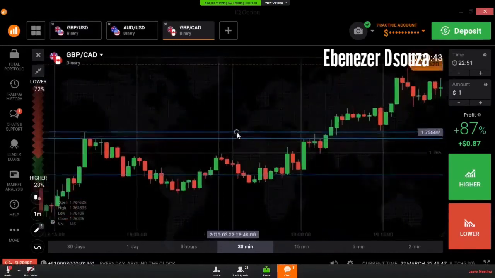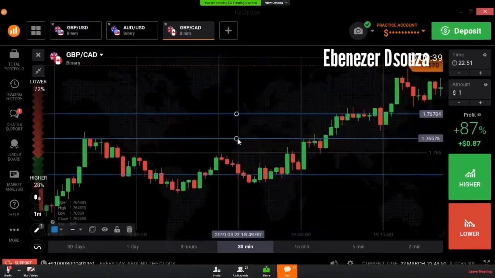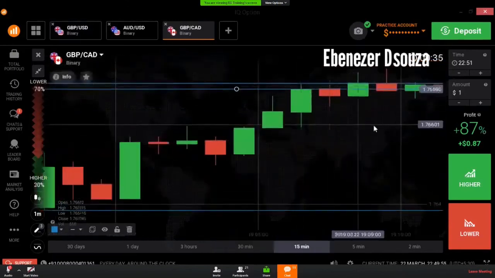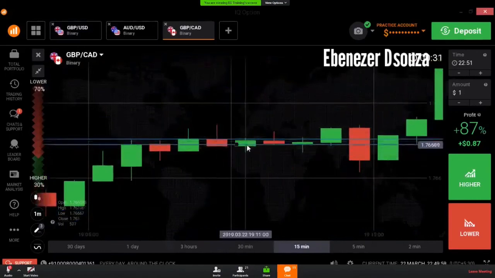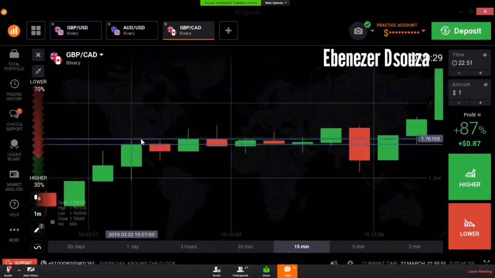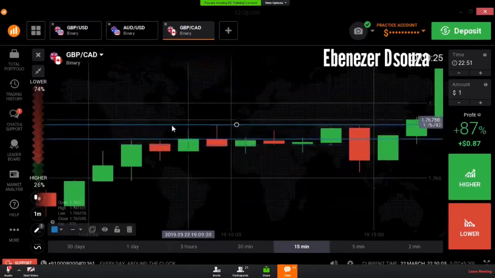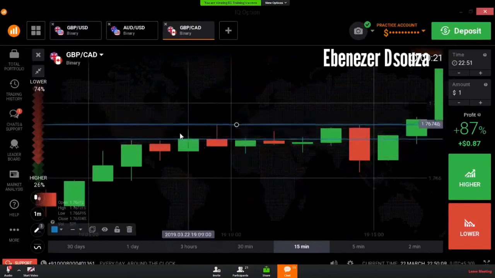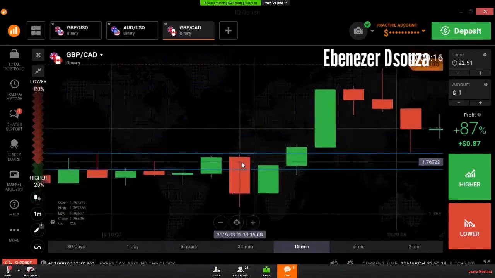Now they changed their entry point from this level. Now we are seeing sellers here. Now this is a seller's area. Again we are seeing the seller's entry from the same level. They changed their entry point from this level to this level. Now we are seeing seller's entry, and this whole area is a seller's area. Again sellers entered from the same level.